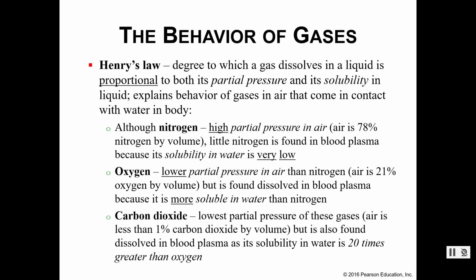Oxygen is a little more soluble than nitrogen, so you find a little more oxygen in your blood plasma compared to nitrogen. Okay, carbon dioxide, which has the lowest partial pressure between these three gases. In fact, we didn't even mention carbon dioxide on the last slide. It's less than 1% of air that we breathe by volume. But it is also found dissolved in blood plasma because its solubility is 20 times greater than oxygen. Ooh, yeah, 20 times greater.